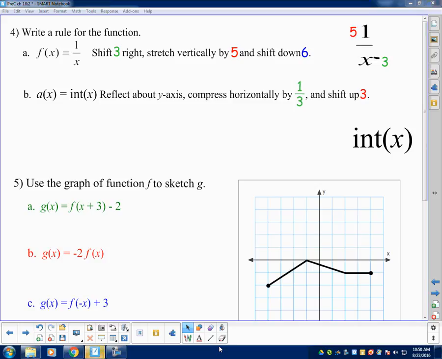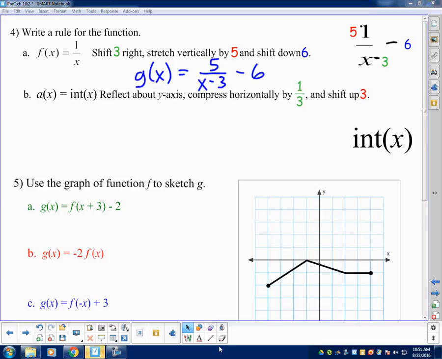And then shift down 6 units is going to take the whole function and subtract 6 from it. So in the end, here's what this looks like. You can maybe put a dot up here between the 5 and the 1. So in the end, let's call it g of x equals 5 over x minus 3 minus 6. That is my final function that has those shifts and that vertical stretch.